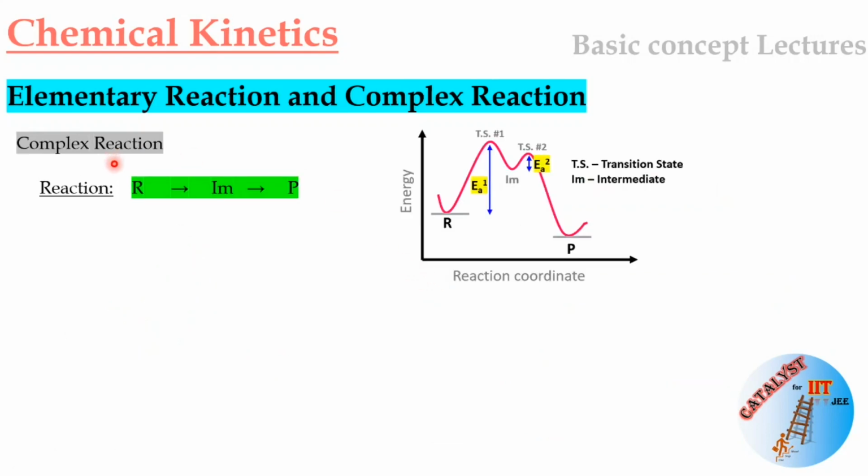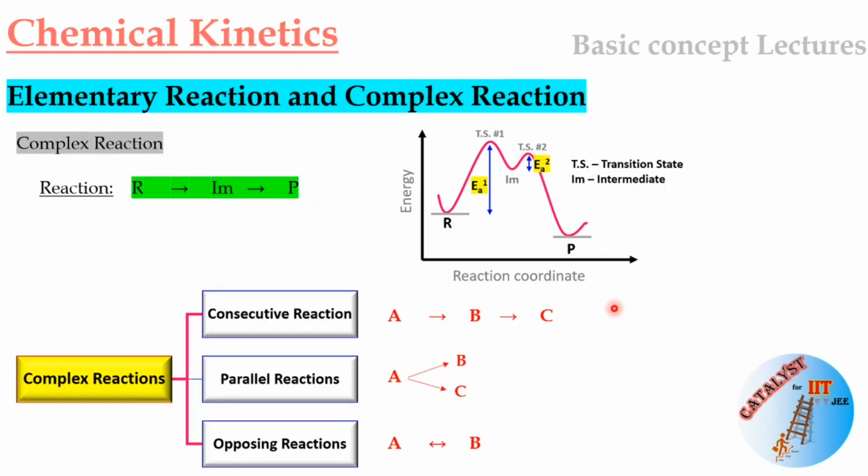Now what is a complex reaction? As we have seen, for an elementary reaction there is only one transition state, but for a complex reaction there is an intermediate state, and the number of transition states is not one. As you can see here, R goes through an uphill process and reaches transition state 1, and then it reaches another stable state which is the intermediate state, and then again it rises and reaches transition state 2. So there are 2 transition states, and then it gives rise to the product P. So there are also 2 activation energy barriers. As you can see, E1A and E2A are the 2 activation energy barriers.